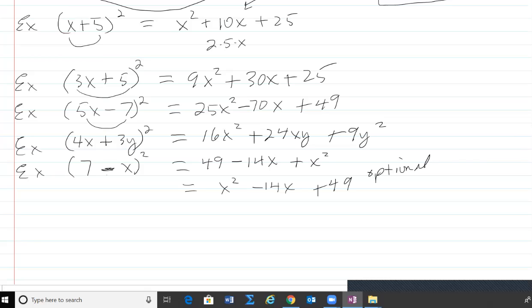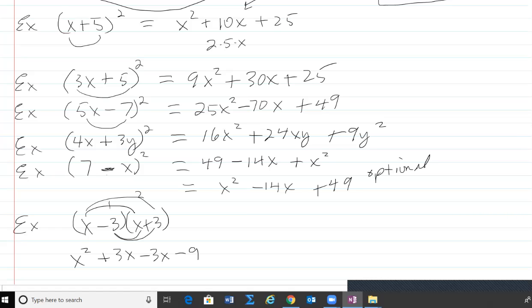Okay, another special product. This one is used when you see this type of product. Let's say I have x minus 3, and it's being multiplied by an x plus 3. So what's going to happen if I do this the long way? I'll have an x times x, which is x squared. Second, I'll have x times 3, which is 3x. Third, and here I'll have negative 3 times x, which is a negative 3x. And then fourth, I'll have negative 3 times positive 3, which is a minus 9. Okay, or you could say minus 3 squared.